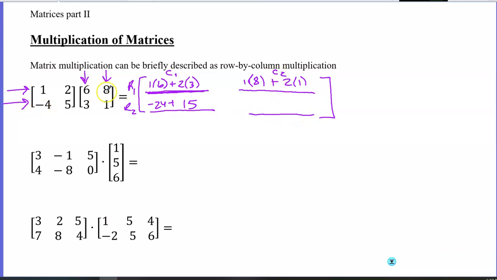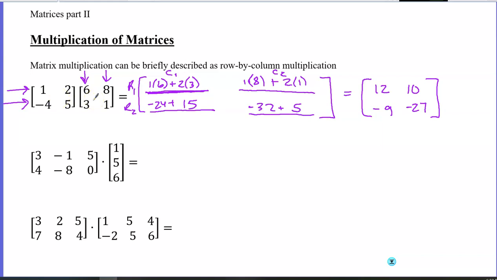Dot product, negative 4 times 8, negative 32, and then plus 5 times 1, 5. So my final answer for my multiplication then is 6 plus 6, 12. 8 plus 2, 10. Negative 24 plus 15, negative 9. And negative 32 plus 5, negative 27. So that's what I get when I multiply those two matrices together.